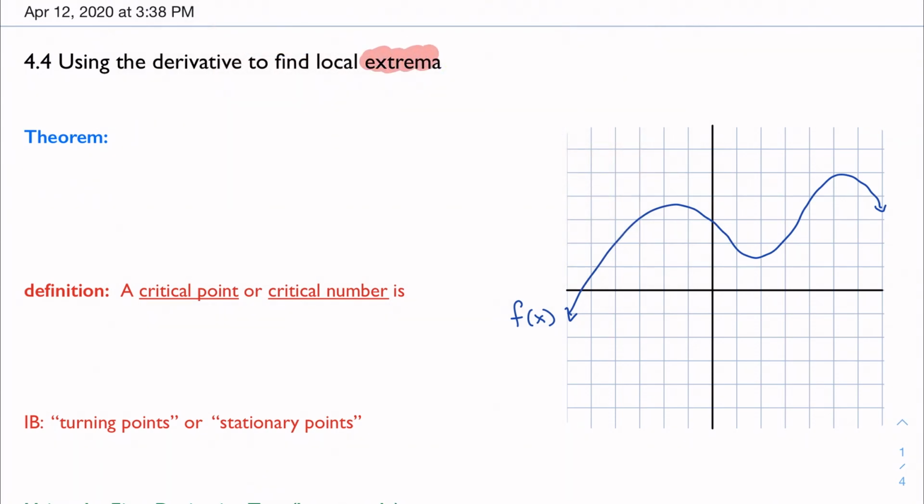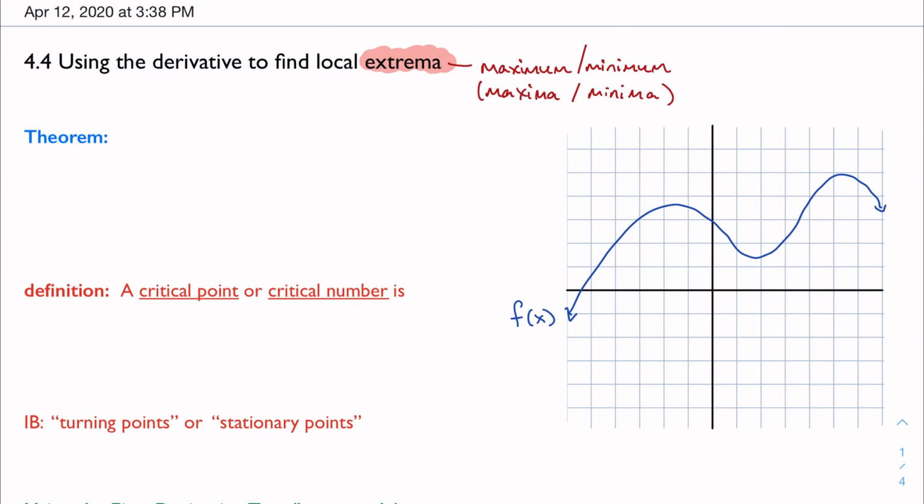And extrema is just a fancy word that means maximum or minimum, and their plurals are maxima and minima. So we're using the derivative now to figure out where these points are.